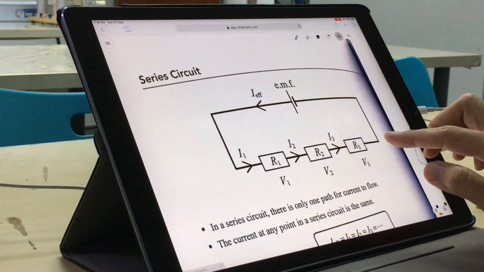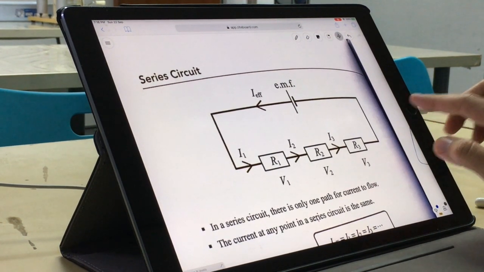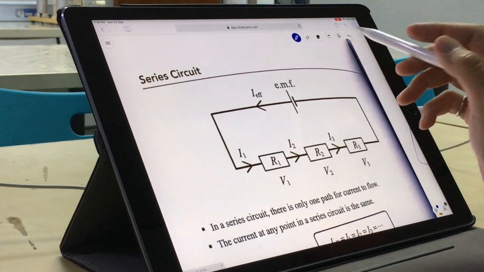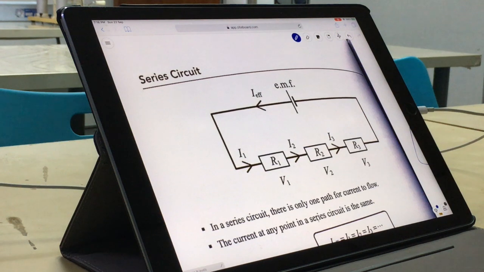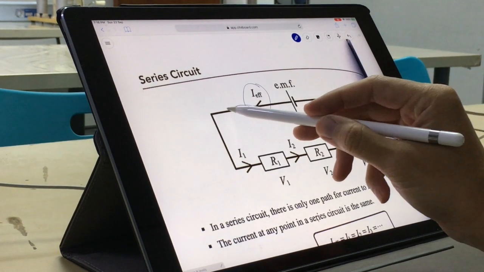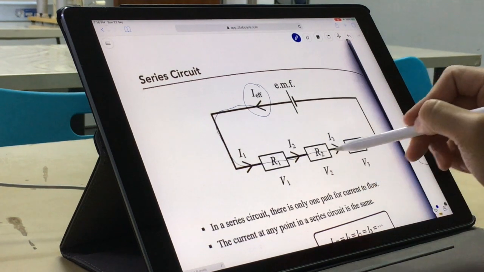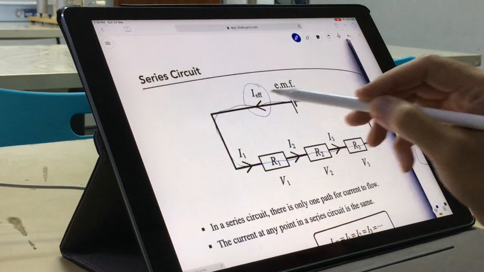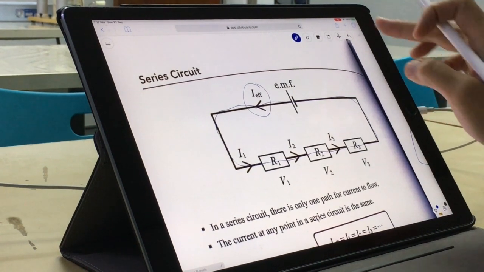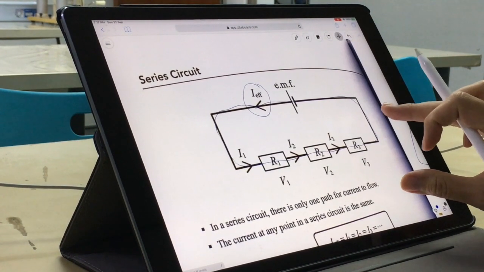So what is the meaning of series? Series is like everything in one path. Yeah, very good. Can you see that the current is just going in one direction? So at any point of time, the current doesn't have to split. So that's called series.